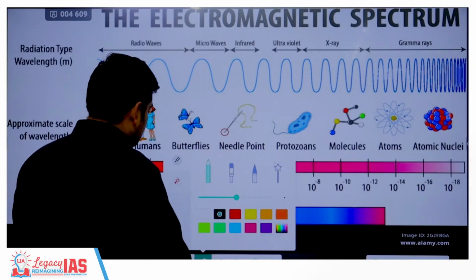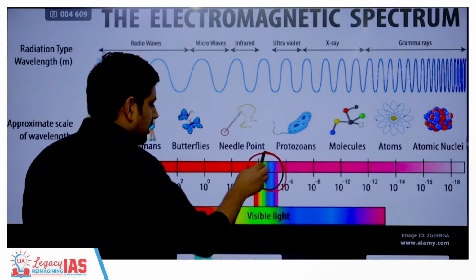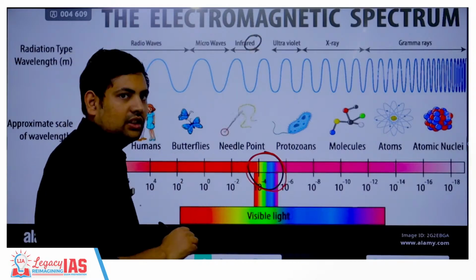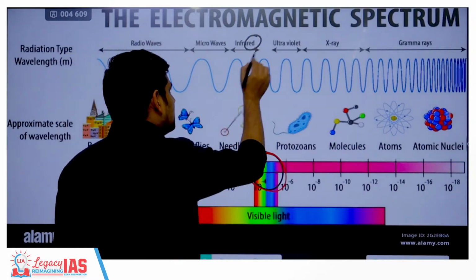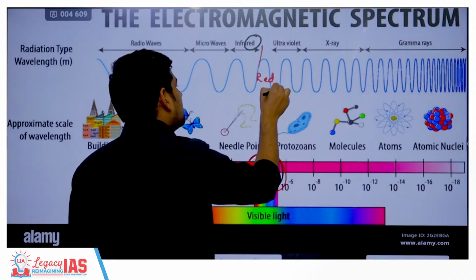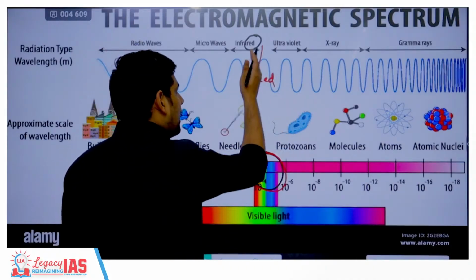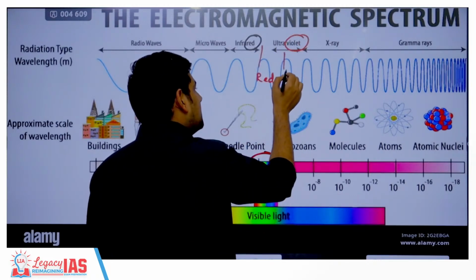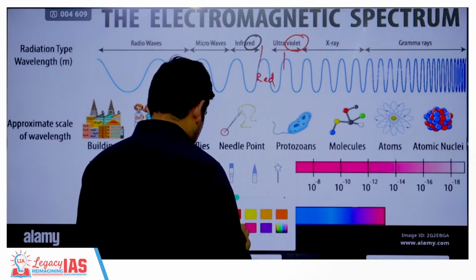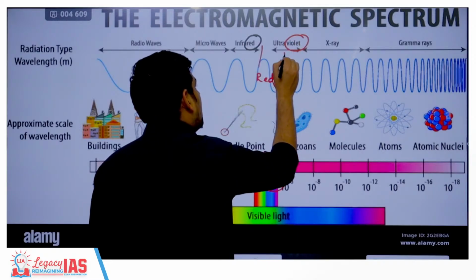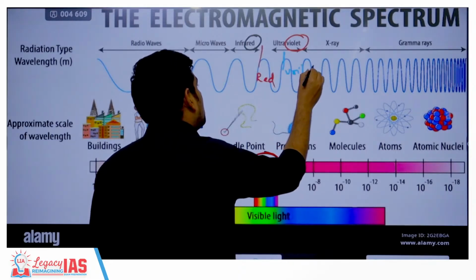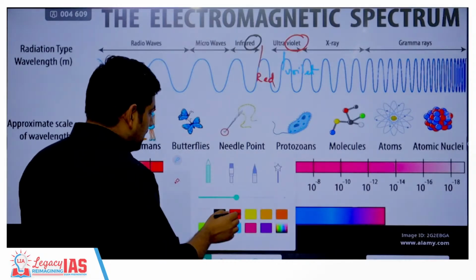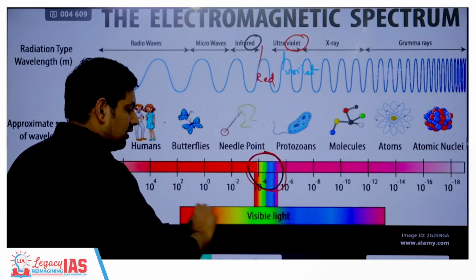That which part of visible light lies where. So understand what you have here is infrared. So just after it, what you will have? You will have red. What you have here after visible light is something called ultraviolet. So what you will have at the last here? At last you will have here violet. Because this is next is ultraviolet. So that is how you remember the range of colors in visible light.